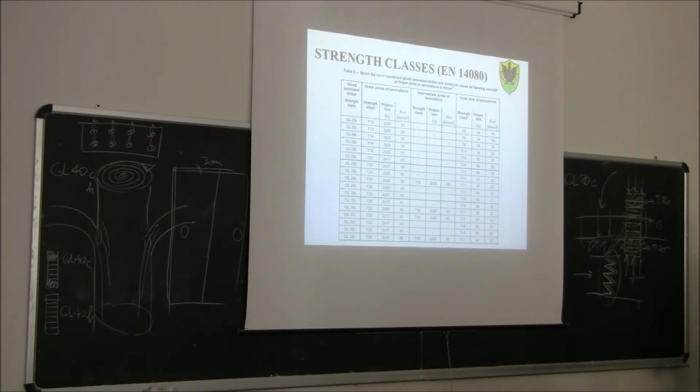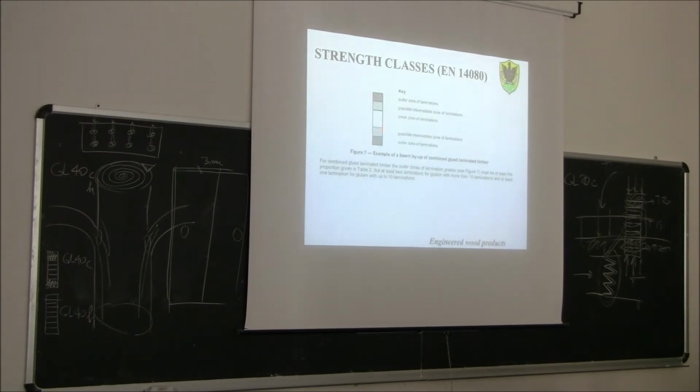We said before, for example, GL20C. Let's say that the designer has required the use of glue lam GL20C for a certain structure. How can a producer make sure that the glue lam being produced is GL20C? He checks this table here, you see here GL20C: outer zone of laminations, intermediate and inner zone of laminations. The outer zones of laminations are this gray area, and the inner zone of lamination is this white area here.